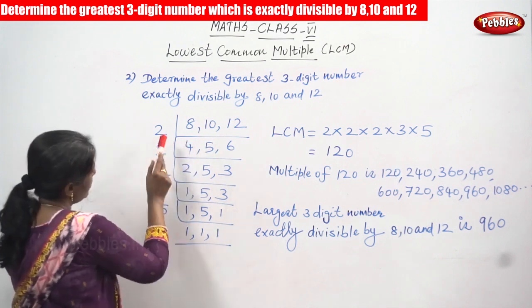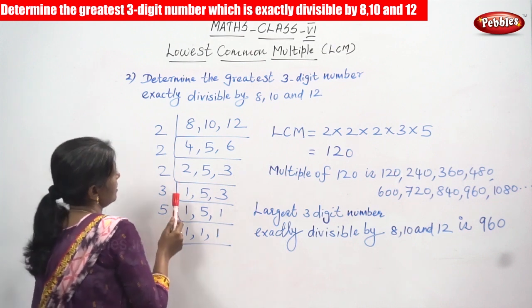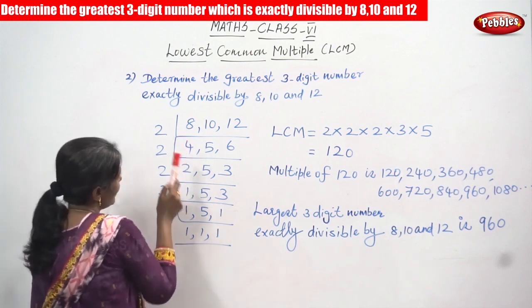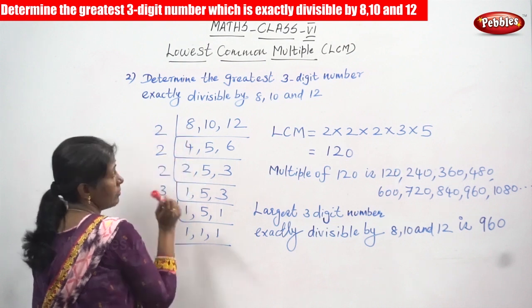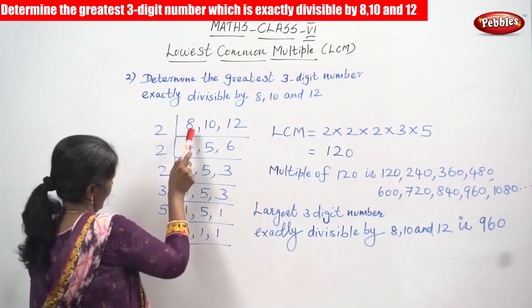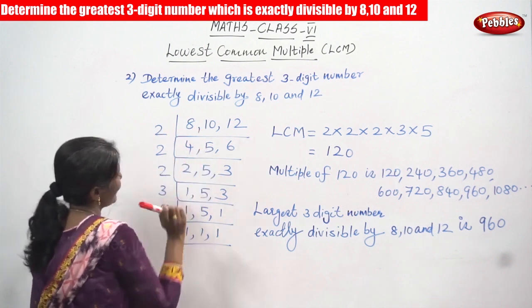8, 10 and 12. The common divisor is 2. 8 is divided by 2, 10 is also divided by 2 and 12 is also divided by 2. 8 divided by 2 you get 4, 10 divided by 2 you get 5, and 12 divided by 2 you get 6.